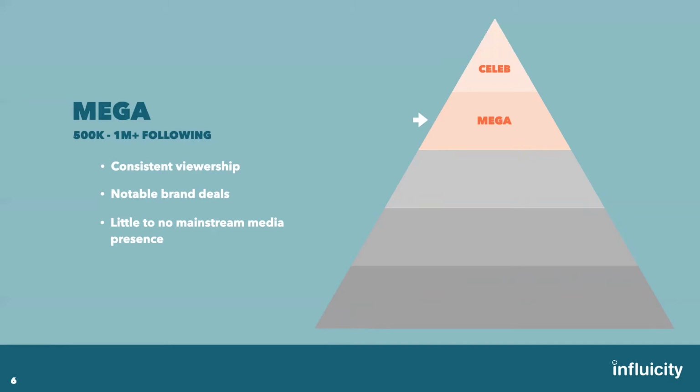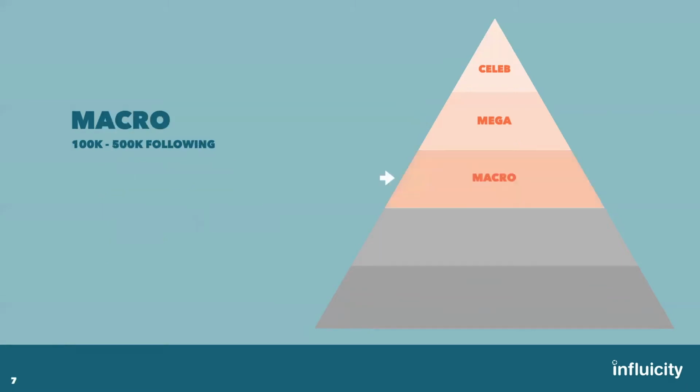They're not going to have necessarily mainstream notoriety, but they're going to have a lot of social media notoriety. And they're generally also going to have some form of representation, whether it's a Hollywood agency or an influencer specific agency. These people have representation for sure. Then we go into where most of the influencer activity takes place, and that's what we call the macro influencer.